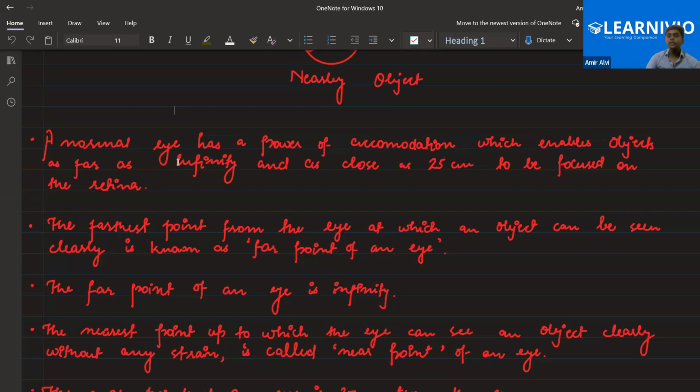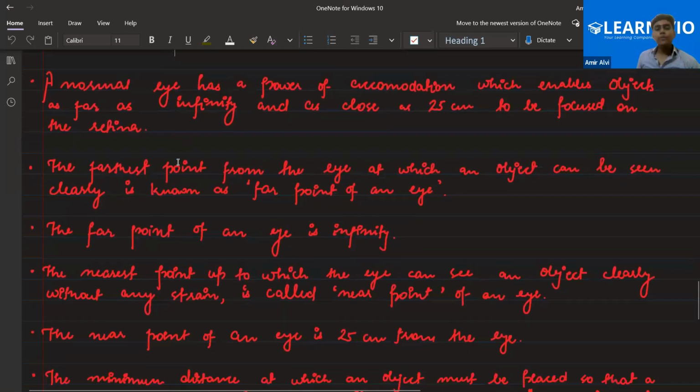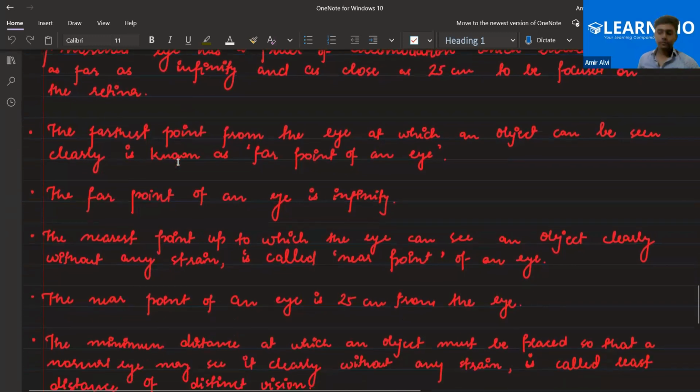Next is the near point. The near point is the point up to which the human eye can easily see without any constraint or strain. That is 25 centimeter from the eye. Clear everyone?